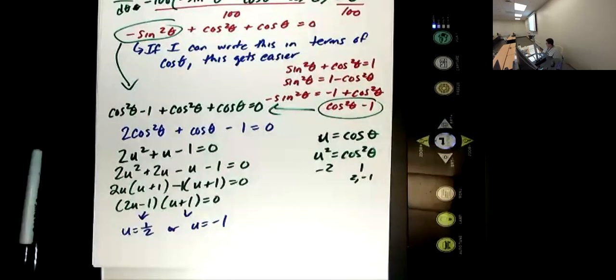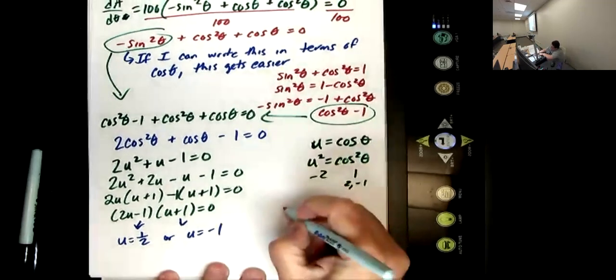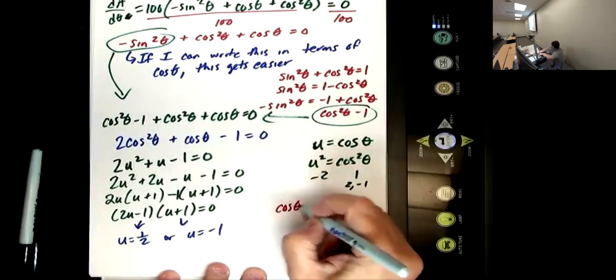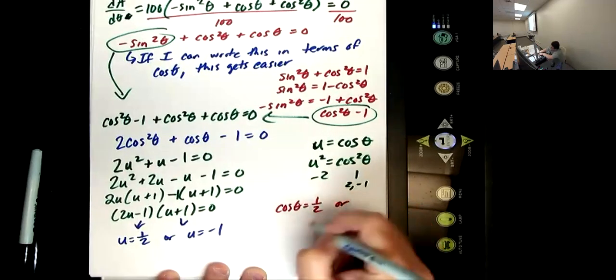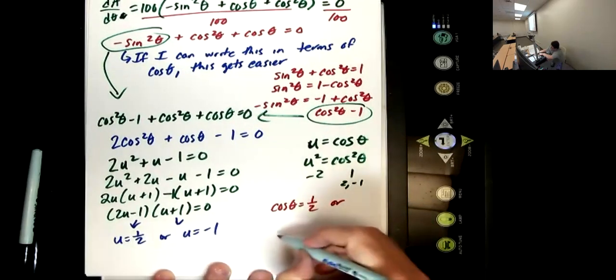All right, now what? We're almost there. Would you write that back in terms of cosine? Got to do that. We did not start with u. We didn't even want u. We wanted theta. So we've got cosine theta equals 1/2, or cosine theta equals -1.